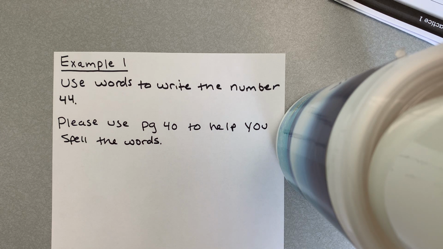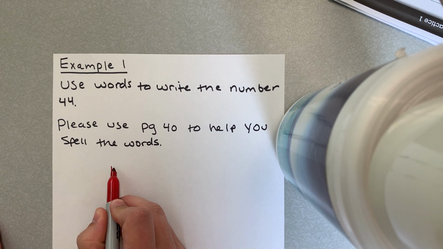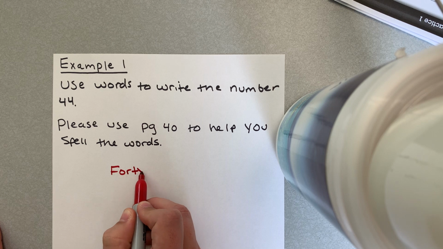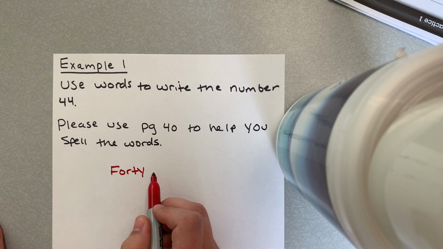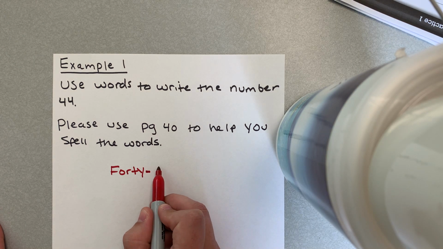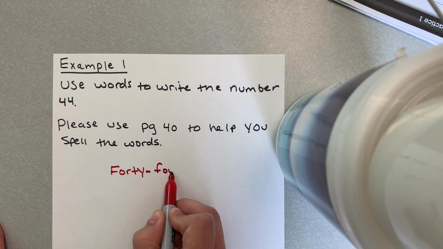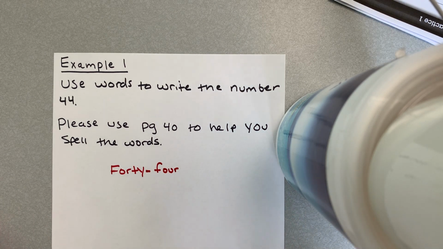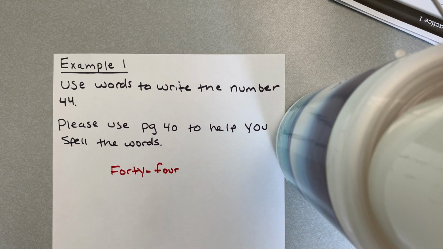So our first example says use words to write the number 44. When I look on page 40, I see how to spell 40 is F-O-R-T-Y. And also when we do this in fourth grade, we're going to put a hyphen, this little dash between. It's not called a dash, it's called a hyphen. And then we'll spell 4. So 44. Again, spelling does count when we are writing our digits in words.